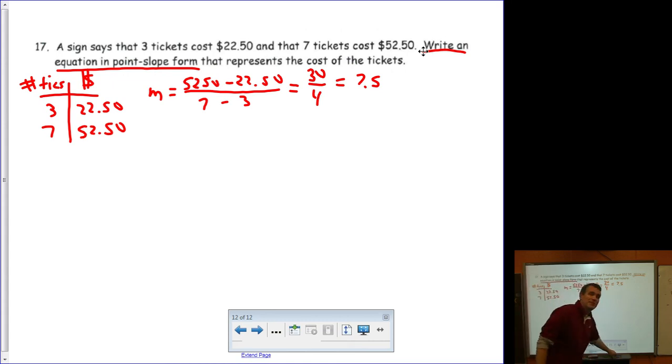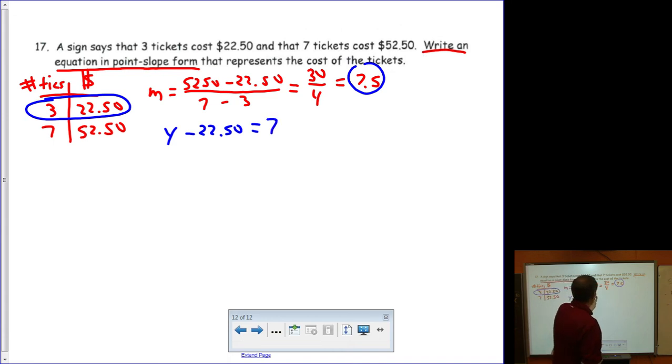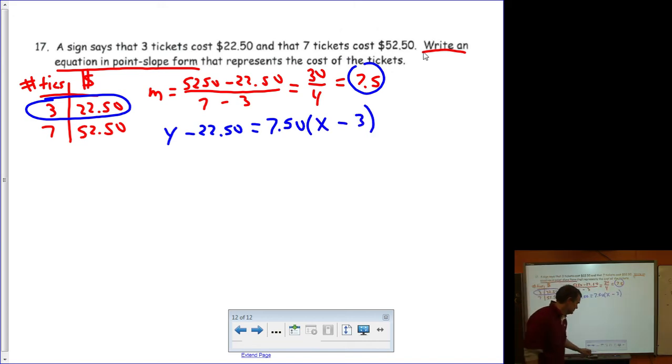So now I can go ahead and write my equation. And to write my equation, I'm going to go ahead and use the first point and the slope. And my equation would be y minus the y value equals the slope times x minus the x value. And there you go. I think that's all I'm supposed to do.